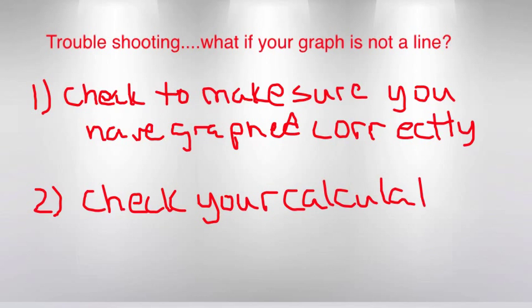It could be that you missed a negative sign somewhere. It could be that you multiplied incorrectly. It could be that when you were working with a fraction, you might have done a cross cancel incorrectly. So that would be the second thing that I would do, is check your calculations. But just don't erase anything until you've checked to make sure that you graphed correctly, because sometimes you just graph something incorrectly. And if that's not the case, then go back and look at calculations.